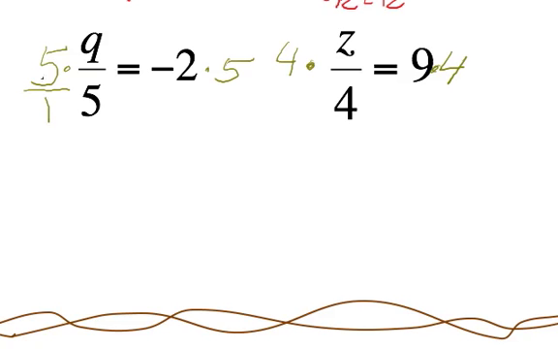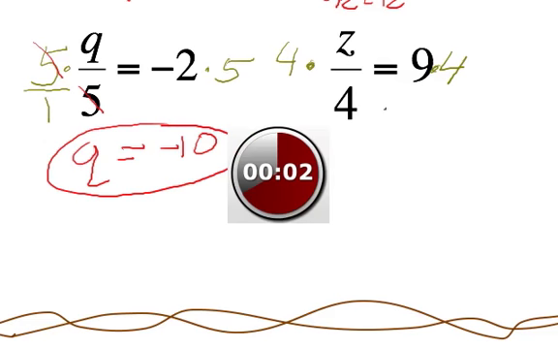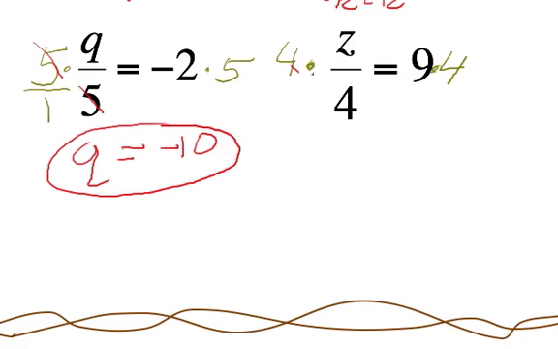Now, we're going to simplify. 5 times q over 1 times 5, well, these 5's cancel, and I'm just left with q. -2 times 5 is -10. So this is our final answer. I'd like you to do the same. Simplify both sides of this equation to get your final answer. Very good. These 4's cancel, and you're just left with z over here on the left. And then 9 times 4 is 36. Final answer.